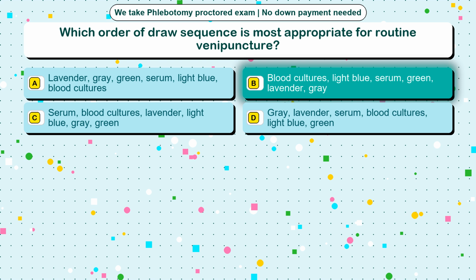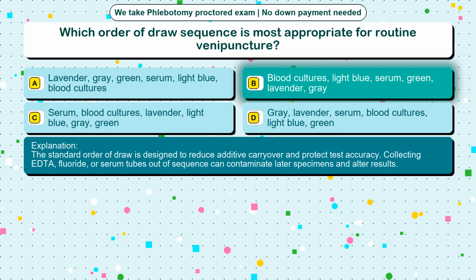The correct answer is option B. Blood cultures, light blue, serum, green, lavender, gray. The standard order of draw is designed to reduce additive carryover and protect test accuracy. Collecting EDTA, fluoride, or serum tubes out of sequence can contaminate later specimens and alter results.